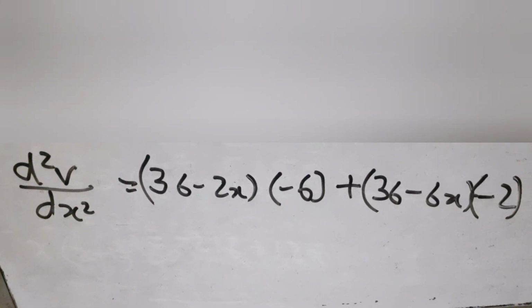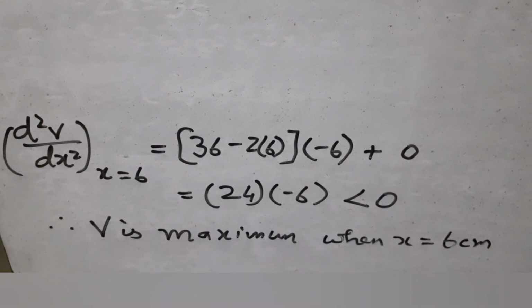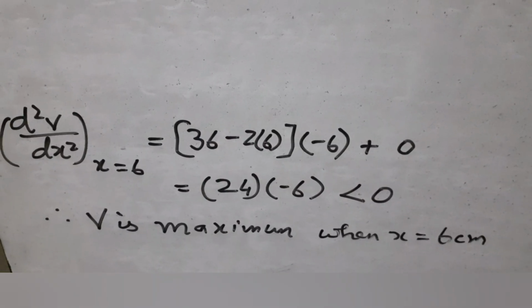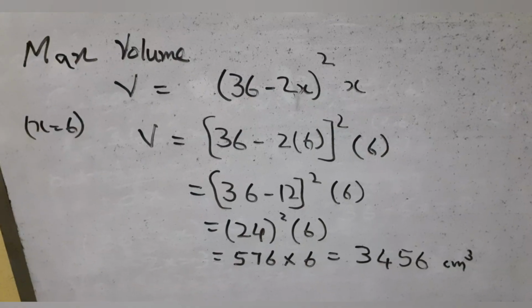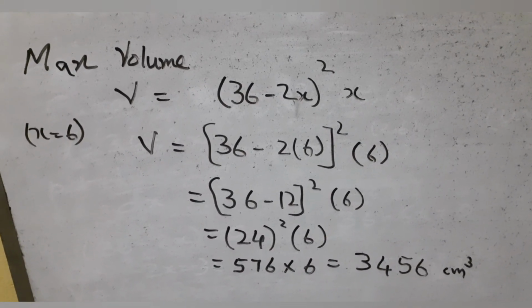Evaluate d square V by dx square at x equal to 6. We see that d square V by dx square at x equal to 6 is negative. So by second derivative test, volume is maximum when x equal to 6 centimeter. To find the maximum volume, use the expression for V and replace x with 6 centimeter.